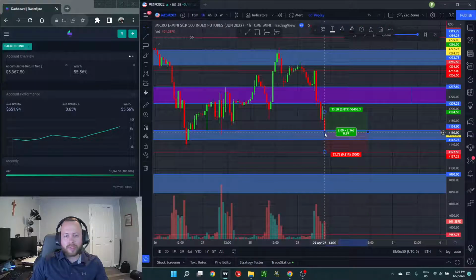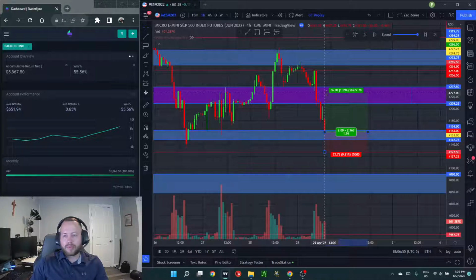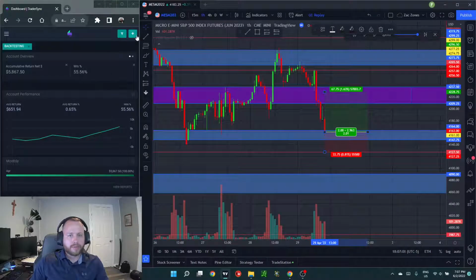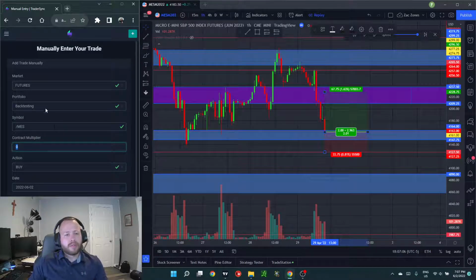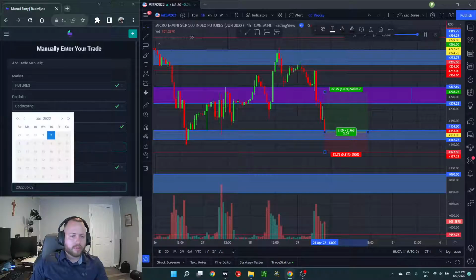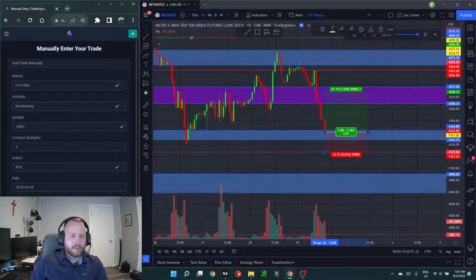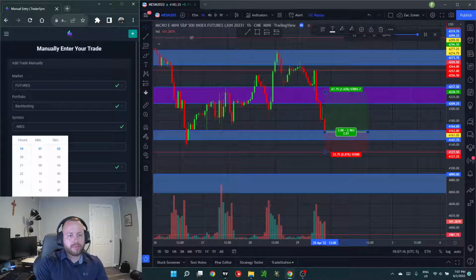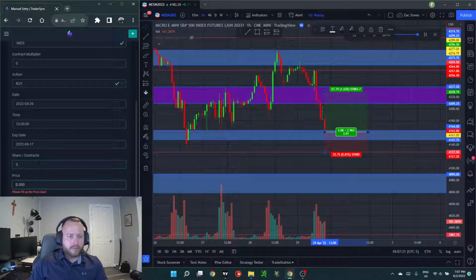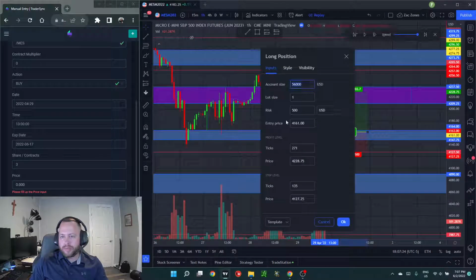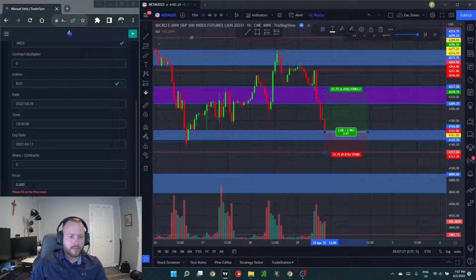Can I just do 3 contracts? I would have done 3 on this. Let's be realistic with myself. If you can risk 2.96 contracts, I would just do 3 on that. So MES, that is a buy on the 29th at 1300. And we're going to do entry price of 41.61.